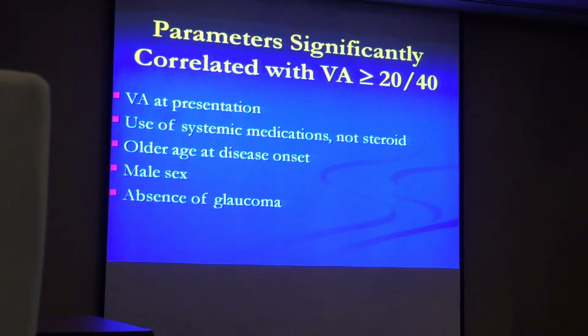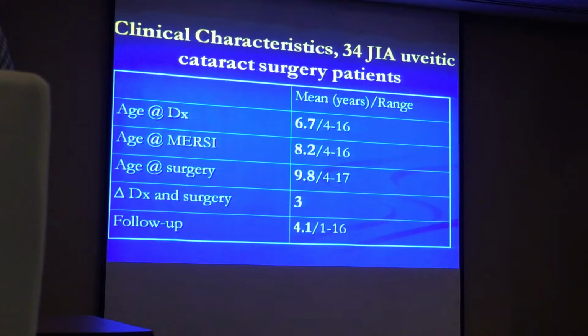So the vision at presentation is helpful. If you have good vision in the beginning, you usually tend to have good vision. The use of systemic medication and not steroid. In other words, those who have been treated well with IMT, and not just on the systemic side, tend to do better. The older age of disease onset, since we say the younger they are, the more risky it becomes. So the older onset usually gives you a better prognosis. Males usually do better than females, and then absent glaucoma. These are some of the parameters that correlate with good vision.